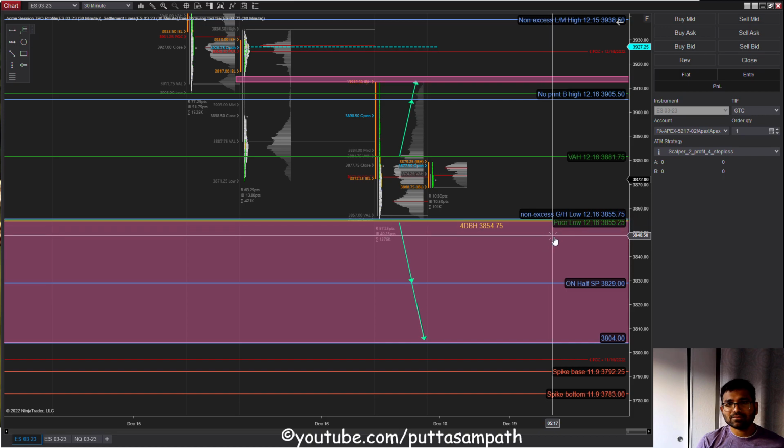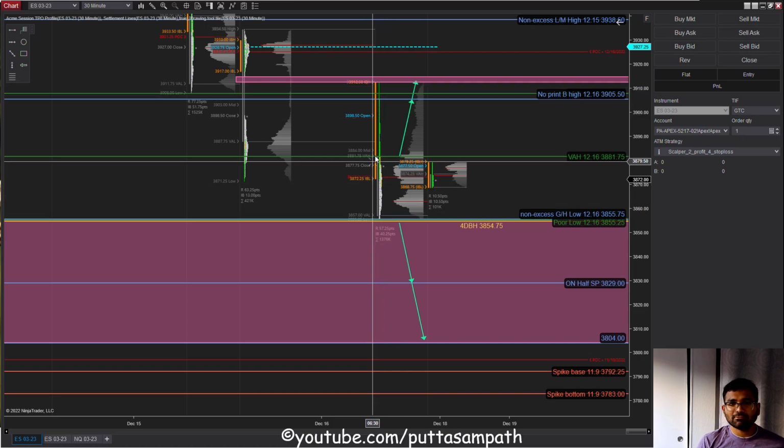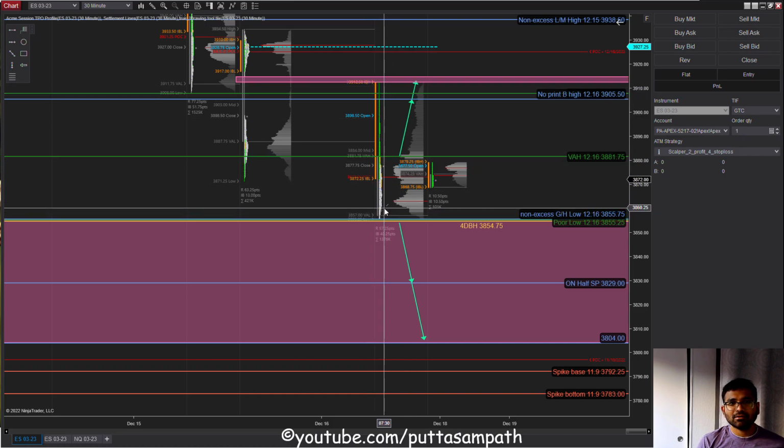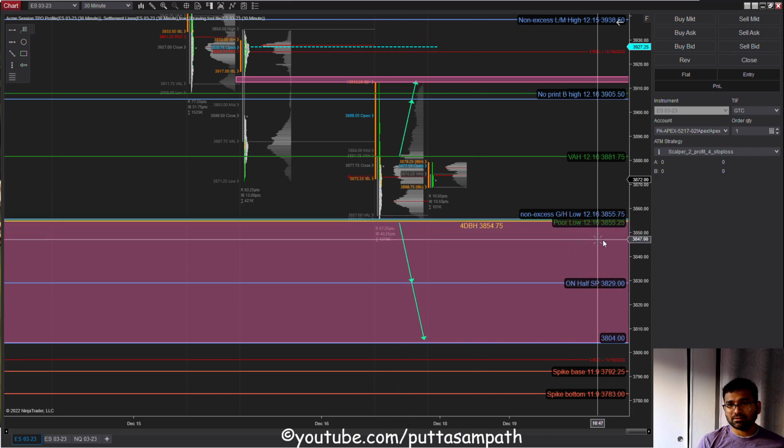Since on December 16th we formed a poor low, below this it's going to be bearish, because all the people who bought on Friday or even Thursday would start liquidating their long positions if we break Friday's low. So it's going to be bearish. You want to stay short or buy puts once we break 38.55.